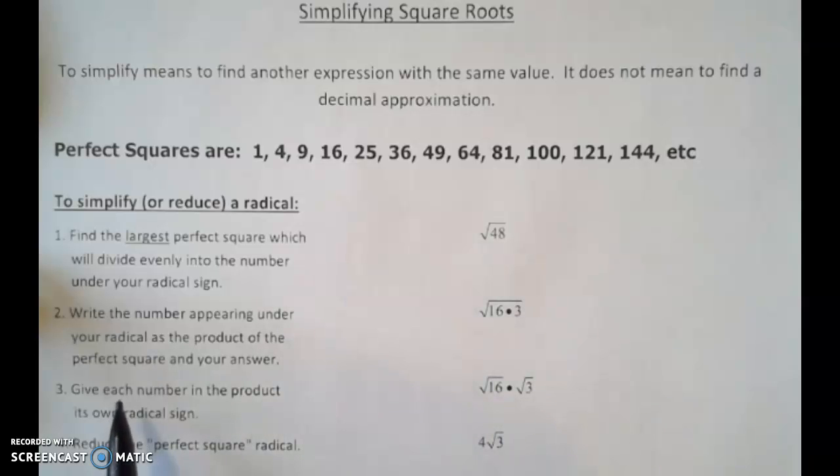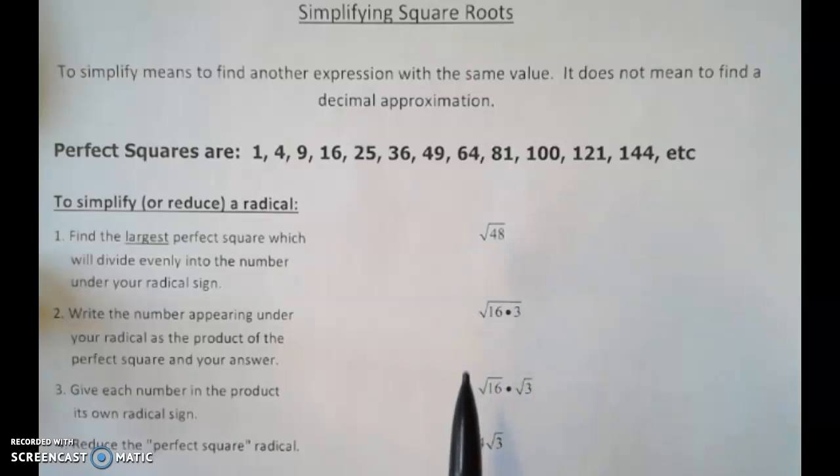Then I give each number in the product its own radical sign. This is a rule of multiplying radicals. Radical 16 times 3 is the same as radical 16 times radical 3. And then all I have to do is simplify the perfect square. The square root of 16 is 4. So the square root of 48 simplifies all the way down to 4 radical 3.